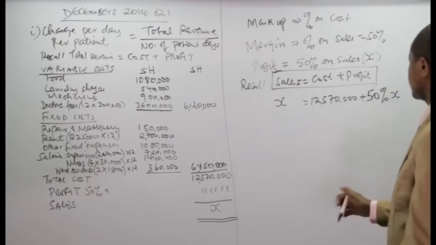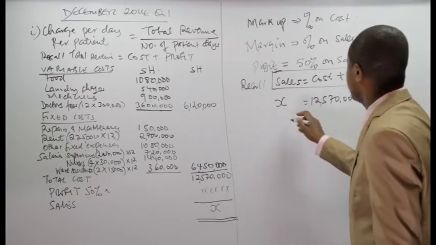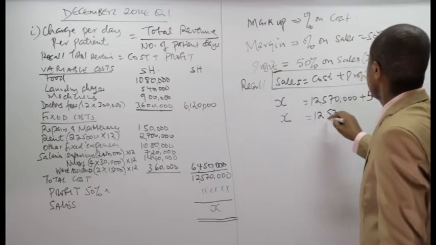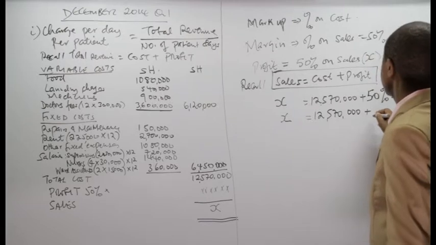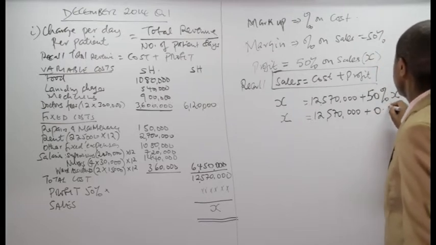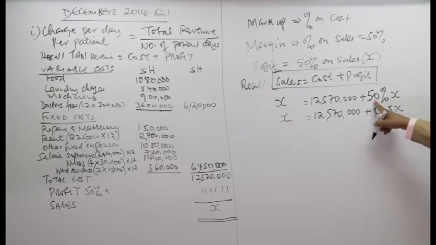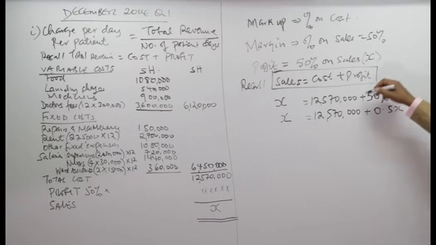So we can rewrite this. X is equal to 12,570 plus 0.5X, converting this into decimal. We want to work with the decimal and not the percentage. So converting this percent into a decimal, we have 0.5X, for 50%.